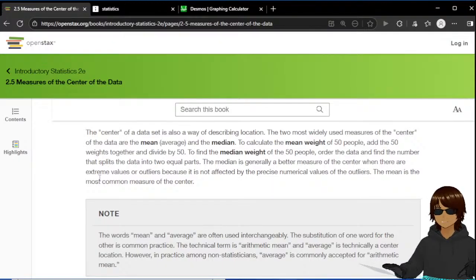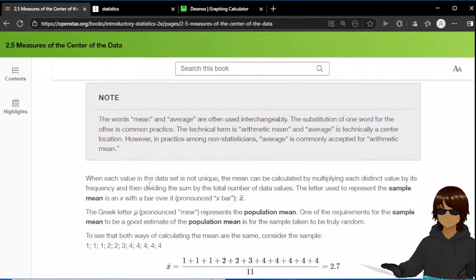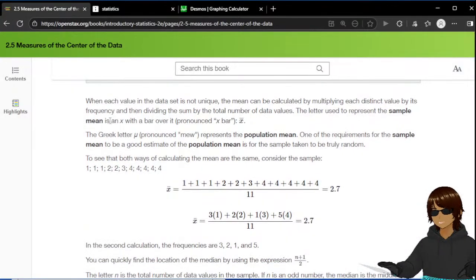The mean is the most common measure of the center. The words mean and average are often used interchangeably. The Greek letter mu represents the population mean. The letter used to represent the sample mean is an x with a bar over it, around x bar.